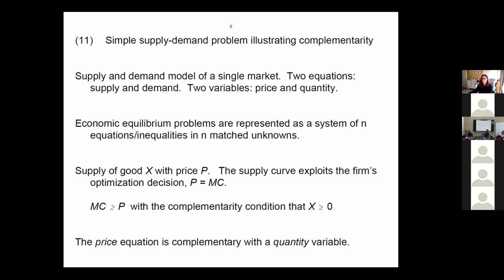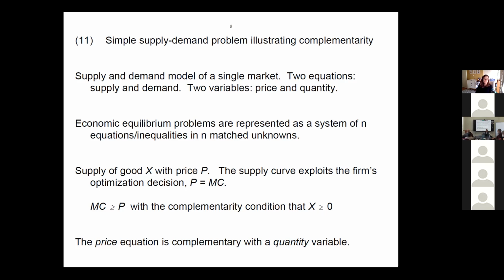So this is a model of supply and demand in a single market. There's two equations, supply and demand, two variables, price and quantity. So now we're going to do first year undergraduate economics in some ways, but with very important generalizations. An economic equilibrium problem is represented as a system of equations with matching variables, or inequalities, I should say. So here we're going to have a supply of a good X with price P. The supply curve exploits the firm's optimization decision. So we build optimization in rather than saying optimize.